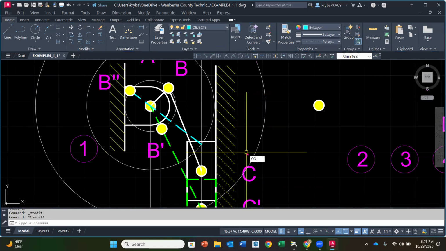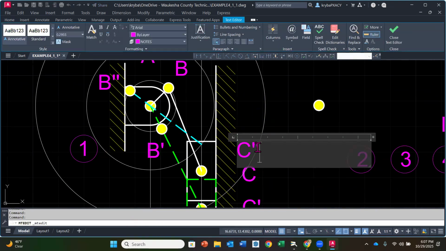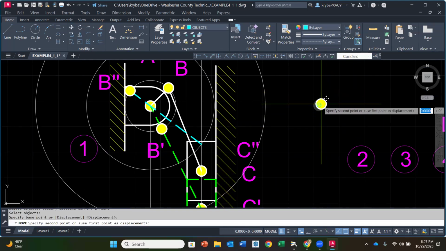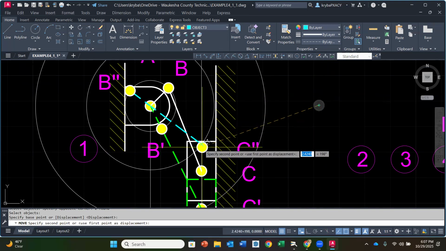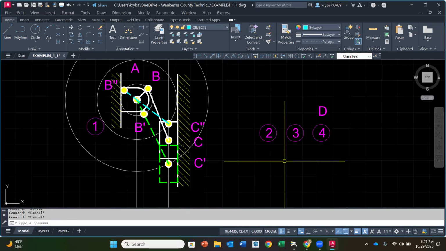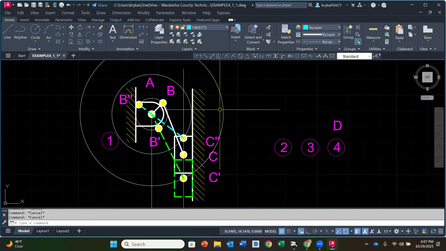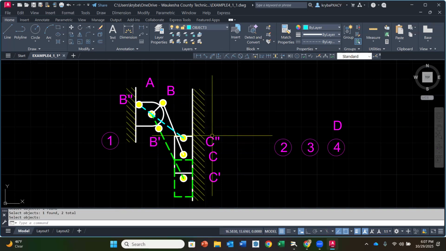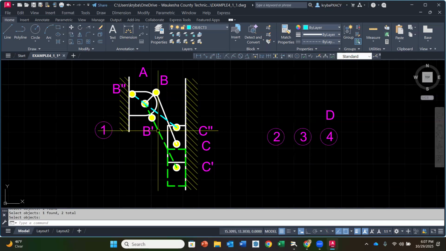And then my C prime prime is going to be up at this location. And I'm going to get rid of my construction lines that I won't need here anymore. Then I'm going to move, should be my last one, to the intersection. There we go. Now I have everything where it needs to go, so I'm going to get rid of the construction lines that I don't need. There we go. Kind of cleans it up a little bit for me.